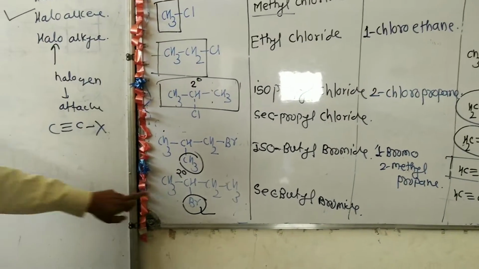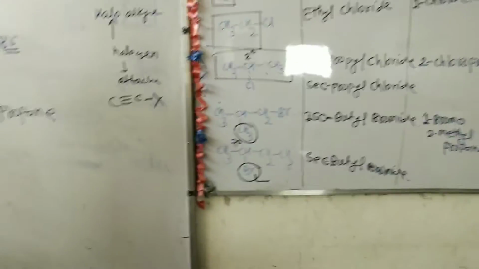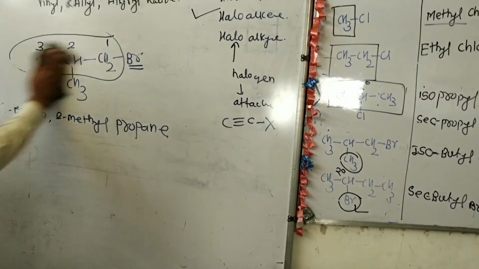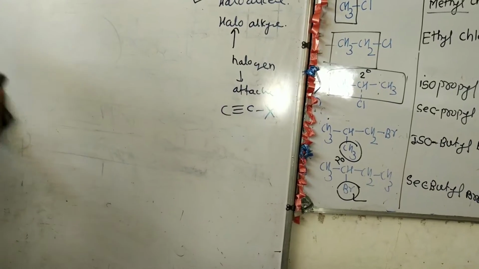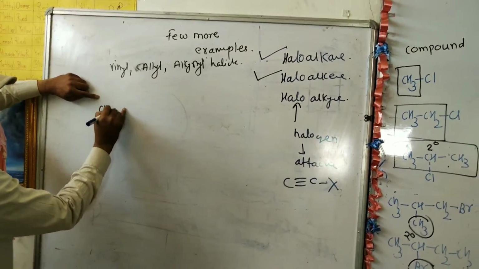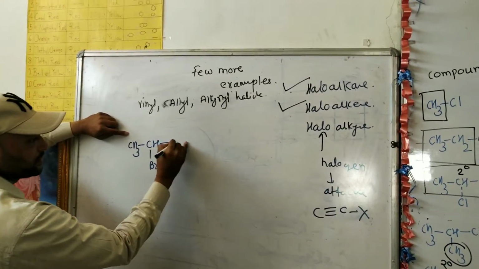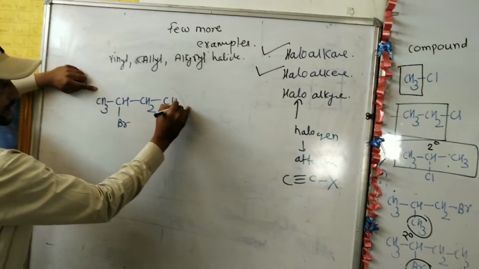Take the next example. What is given here? Secondary butyl bromide. Secondary butyl bromide. CH3, CH, Br, CH2, CH3.